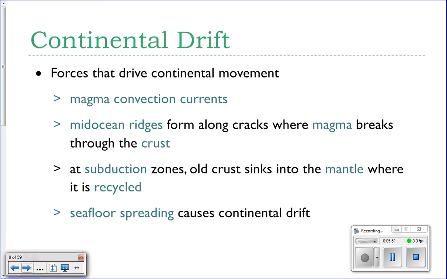Okay, so how do we get moving continents? Well, we now know of a force that is great enough to drive the movement of continents, and that force is a magma convection current. Hold on, I'm going to go to the next slide, explain magma convection currents, and come back to this one so you can finish copying down your notes.